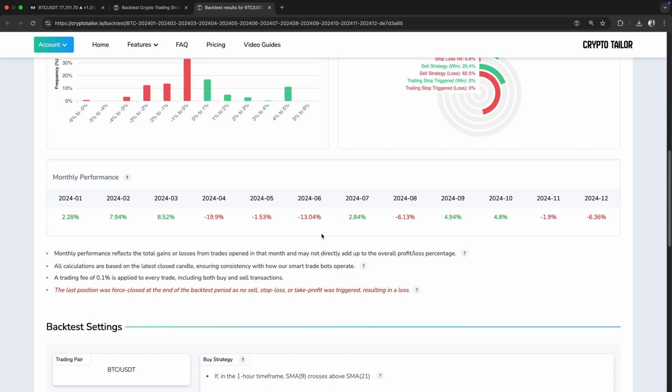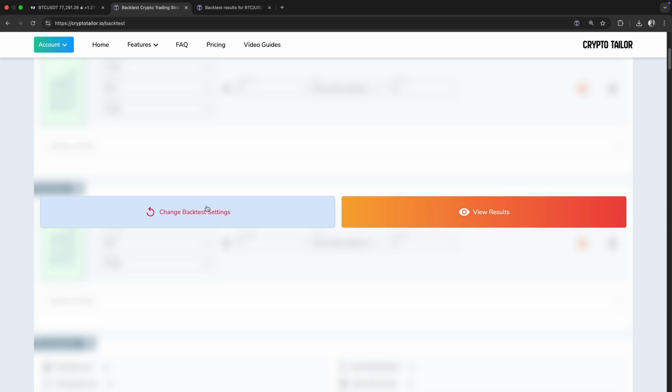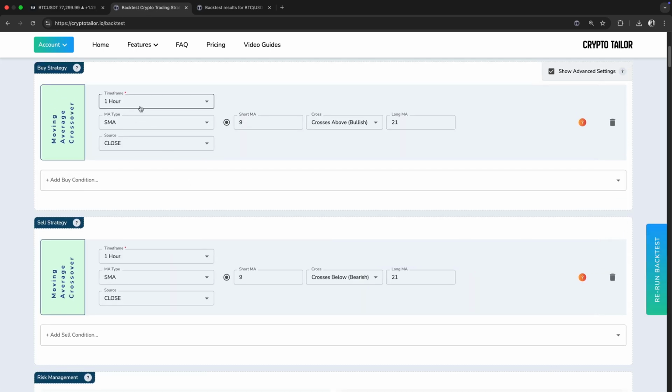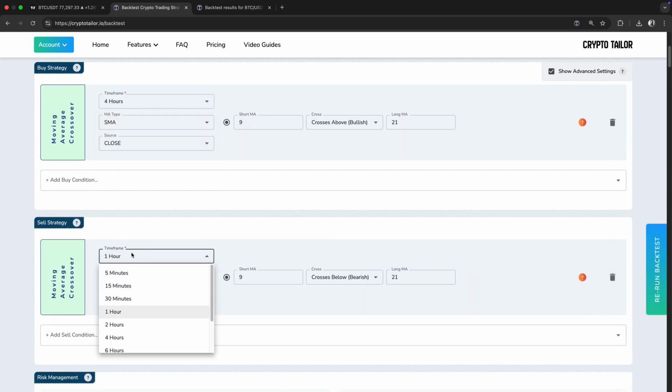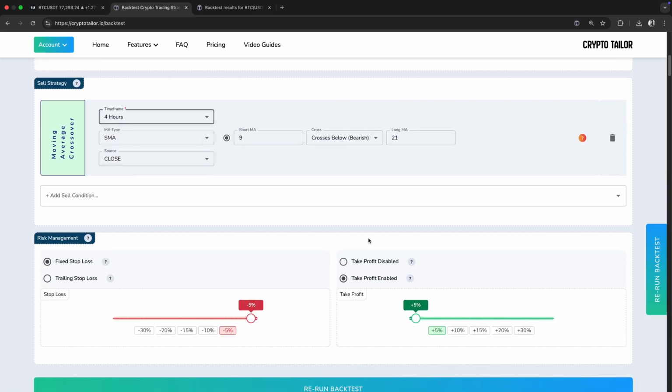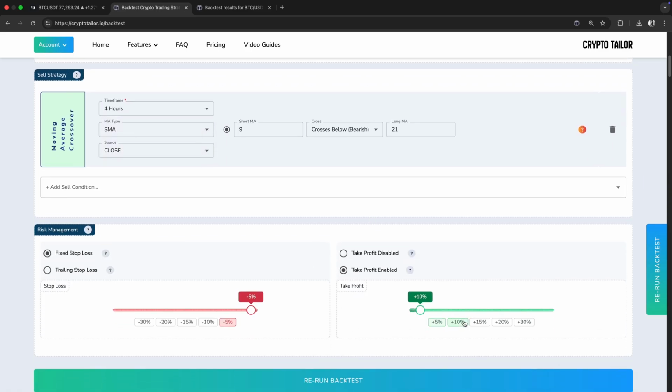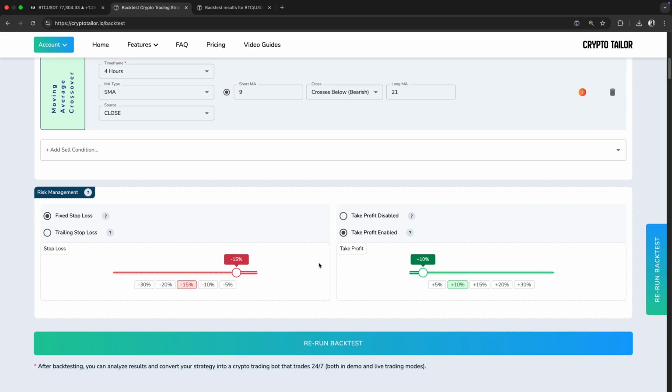Let's tweak the strategy and see how it performs on other timeframes, like the 4 hour. Also, because we're now using a higher time frame, let's change the take profit to 10% and the stop loss to 15%. The reason I'm using a wider stop loss compared to the take profit is because I want to avoid getting stopped out by stop hunters. We have a video on that topic on our channel, so make sure to check it out if you're interested. And now, let's run the backtest again.